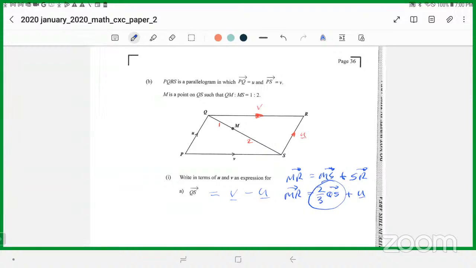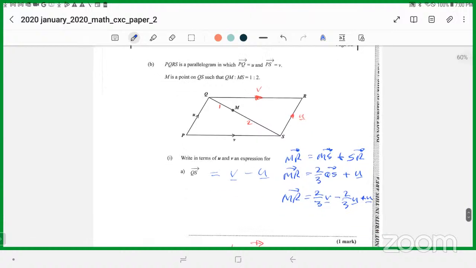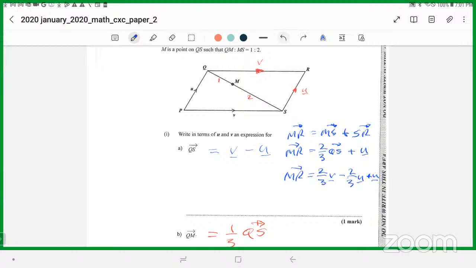And 2/3 of QS is 2/3 of this. So then MR becomes 2/3 of the V minus 2/3 U. And then we're adding back this U right here. And so you have a whole U minus 2/3 U. A whole minus 2/3 is 1/3. So MR becomes 2/3 V. A whole U minus 2/3 U is 1/3 U.